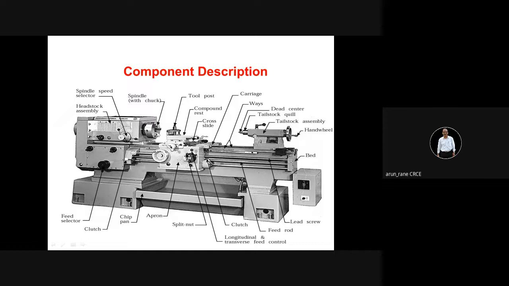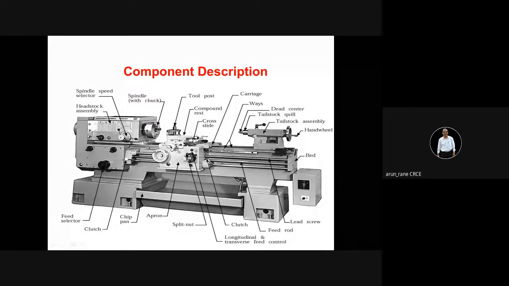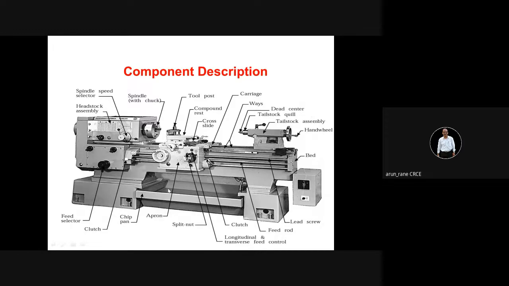Because sometimes, suppose this is 10 feet in length, it's quite long, and the operator is standing here doing some work. If he wants to change the speeds or stop the machine, there is a brake pedal down below which can be operated by the foot. Otherwise, to stop the spindle he has to run all the way here. To avoid that, in an emergency he can operate it easily because the operator is standing here.